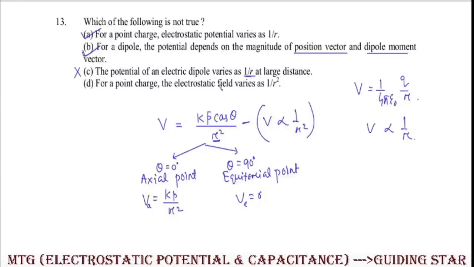For a point charge, electrostatic field varies as 1 by r square. We know that the electric field due to a point charge is simply kq by r square. So that statement is also correct. So which of the following is not true? Option C will be the answer for this particular question.